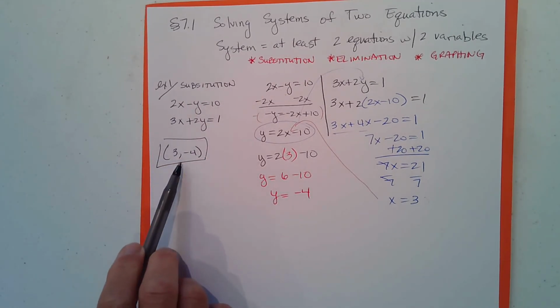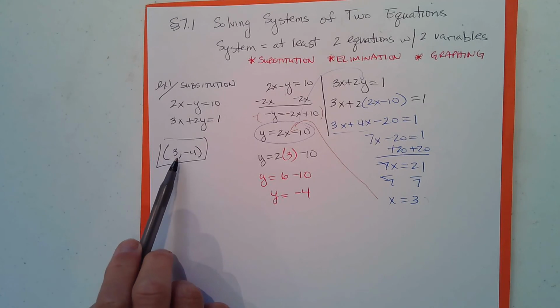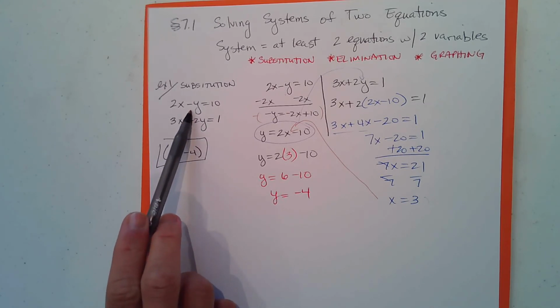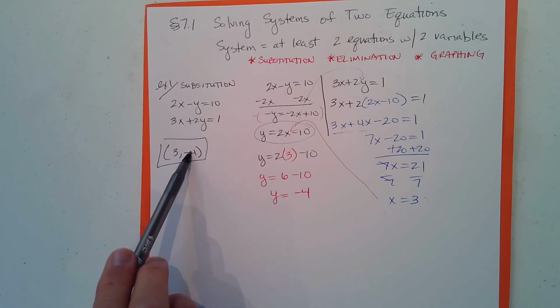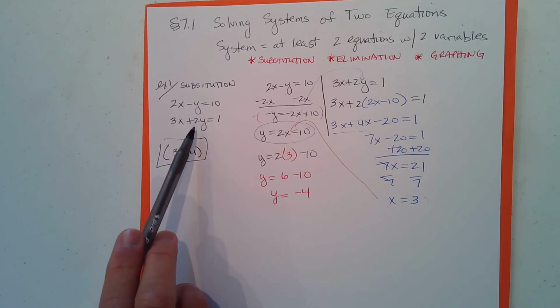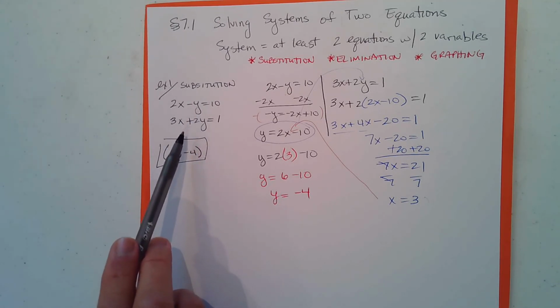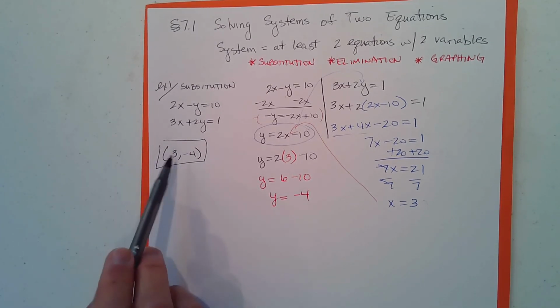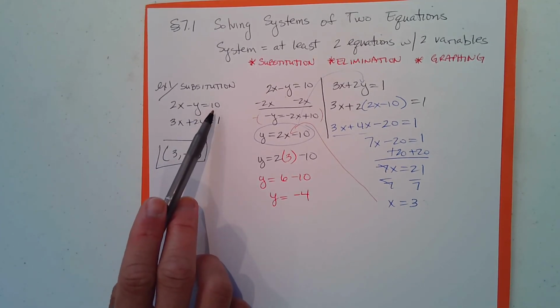What you can do to check if your answers are right is just substitute these values back in for x and y into both. It has to work, the point has to work for both equations for this to be a solution for the entire system. So when you substitute 3 and -4 in, you will get 10 and 1.